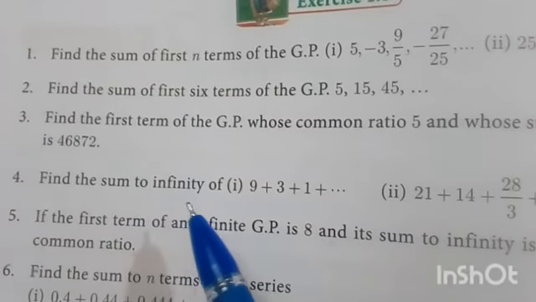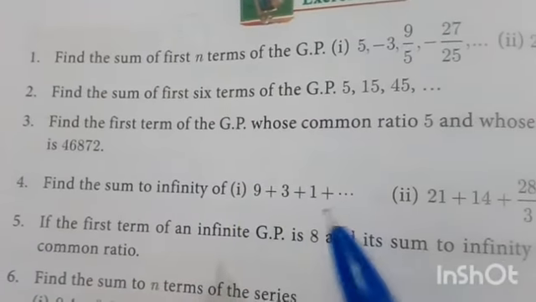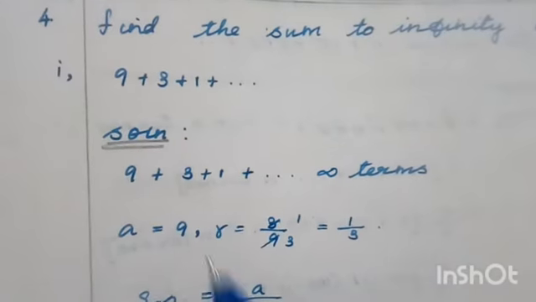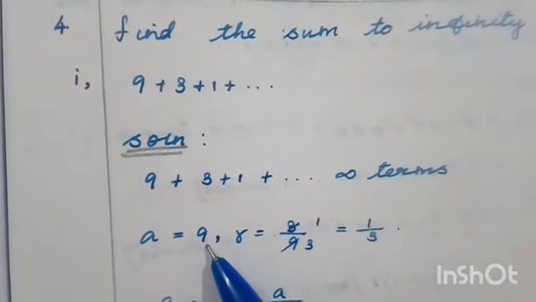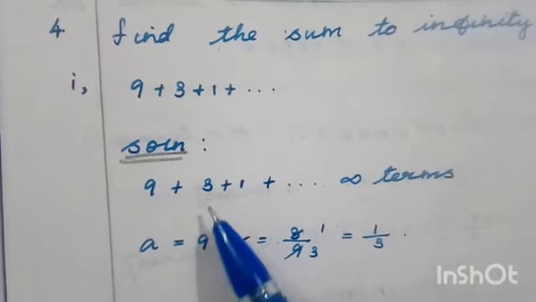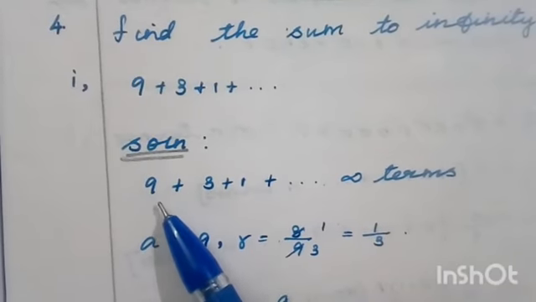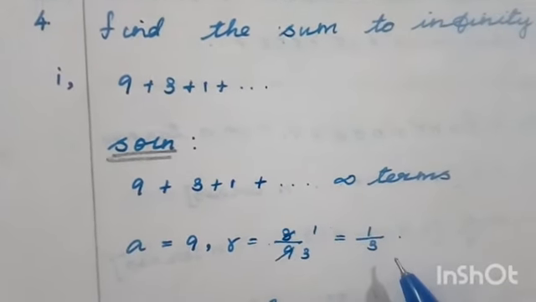Fourth problem: find the sum to infinity of 9 plus 3 plus 1 plus etc. Second problem: 21 plus 14 plus 28 by 3 plus etc. For this problem, first you write the given question with infinity terms. First term is 9. Common ratio is 3 by 9, second term by first term, that is 1 by 3.